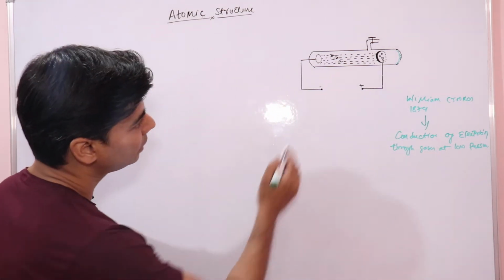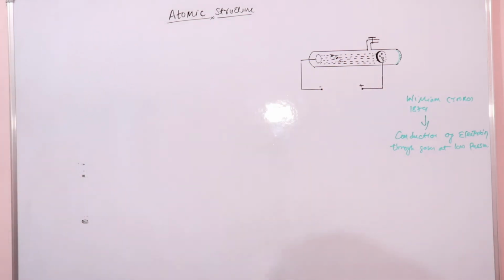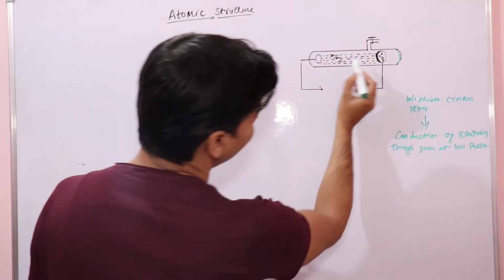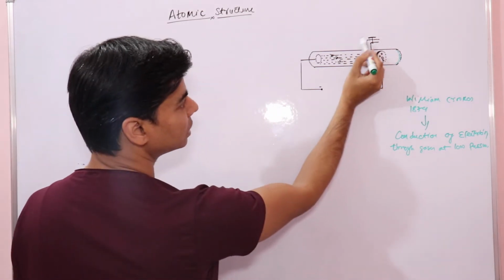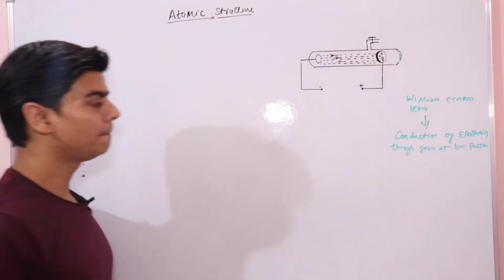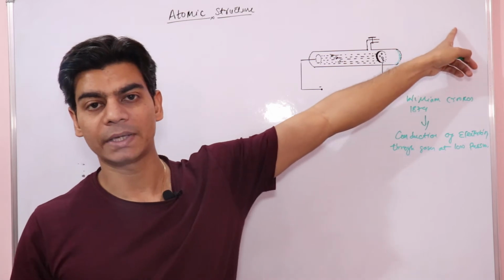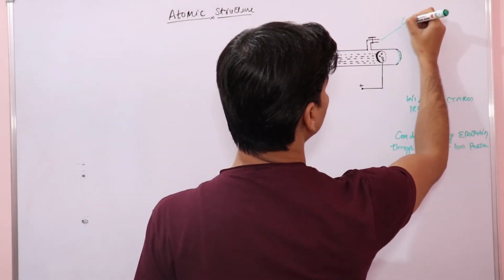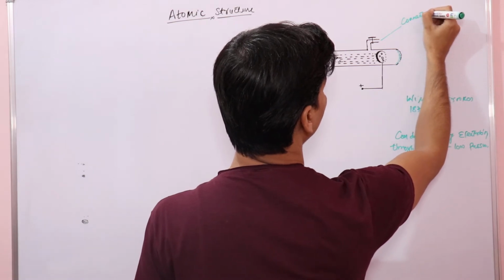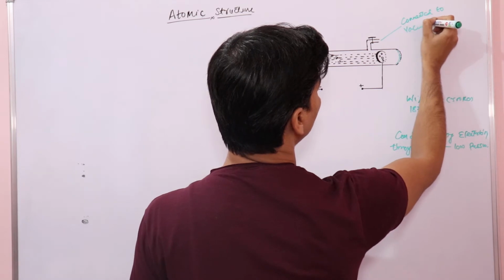What he did, this is a tube, which we call a discharge tube, and at the side of this tube you will see one side tube. This side tube is further connected to a vacuum pump.